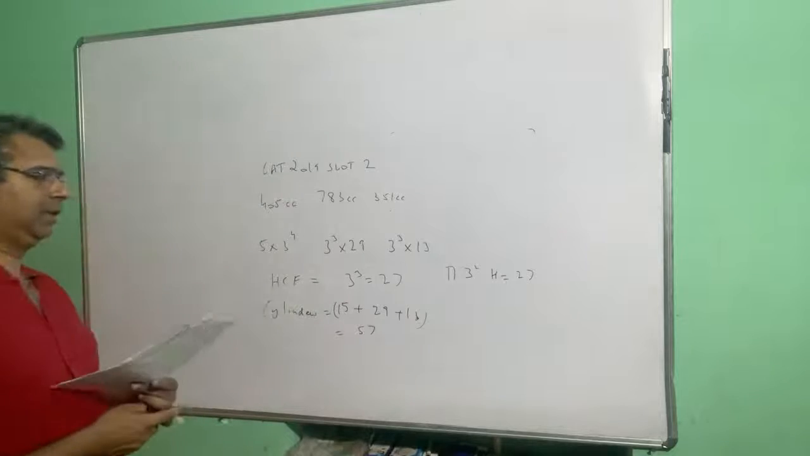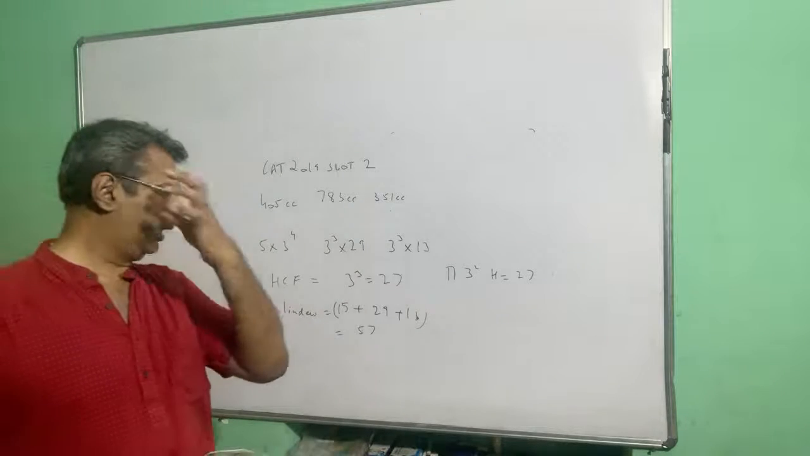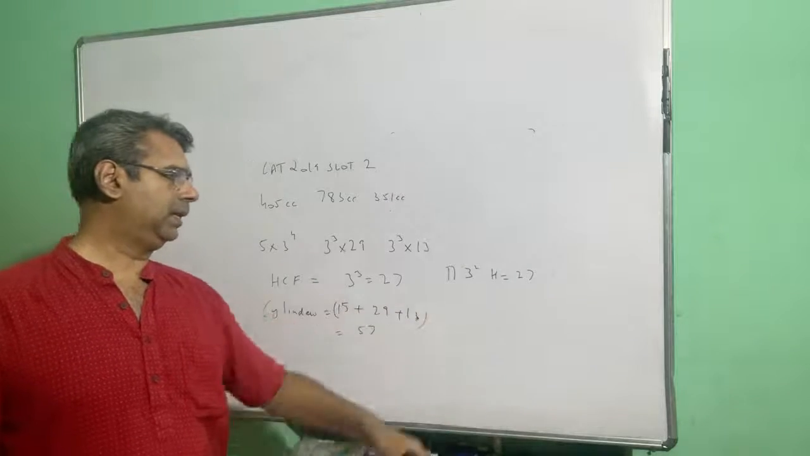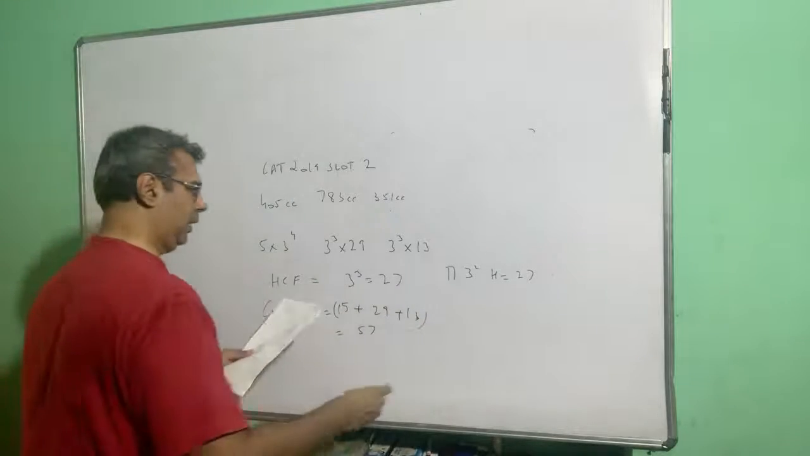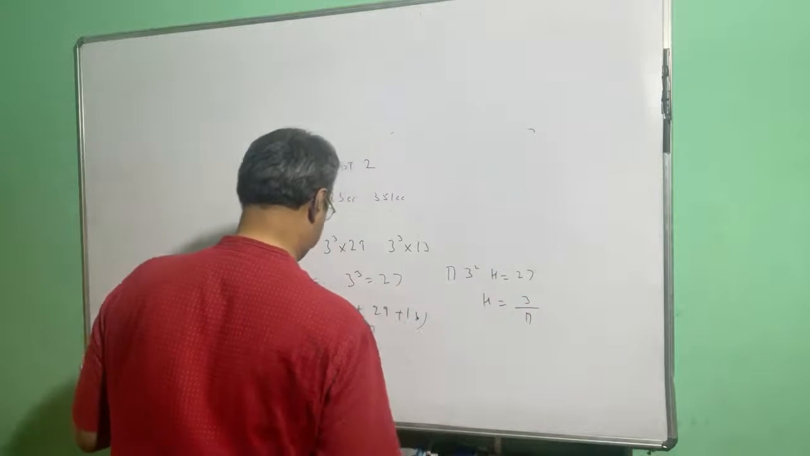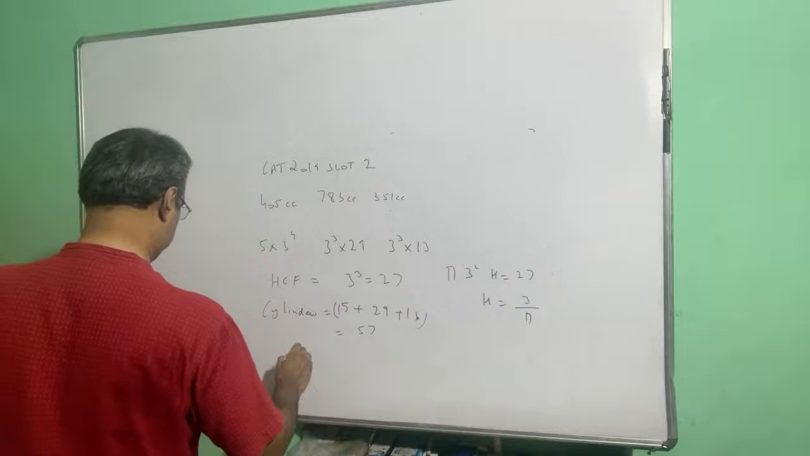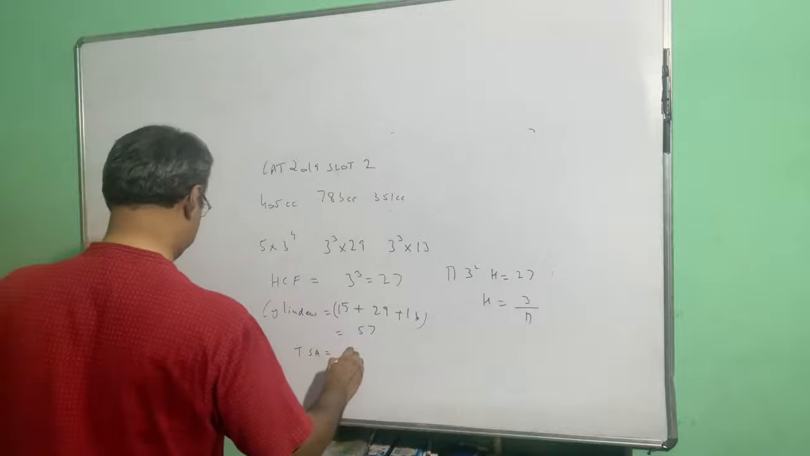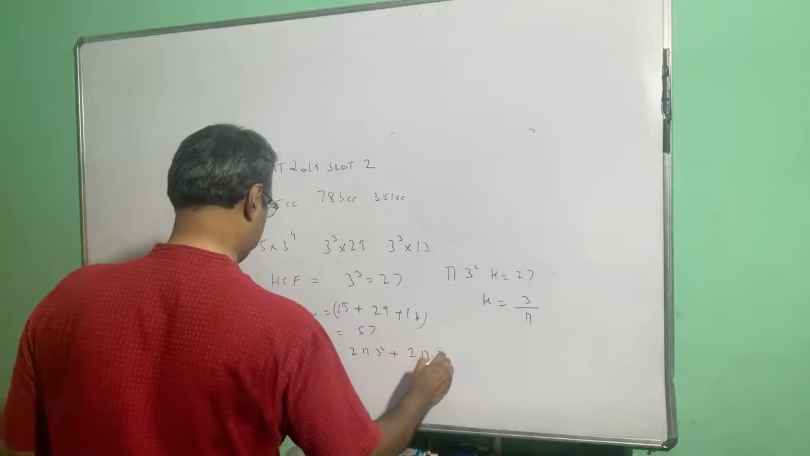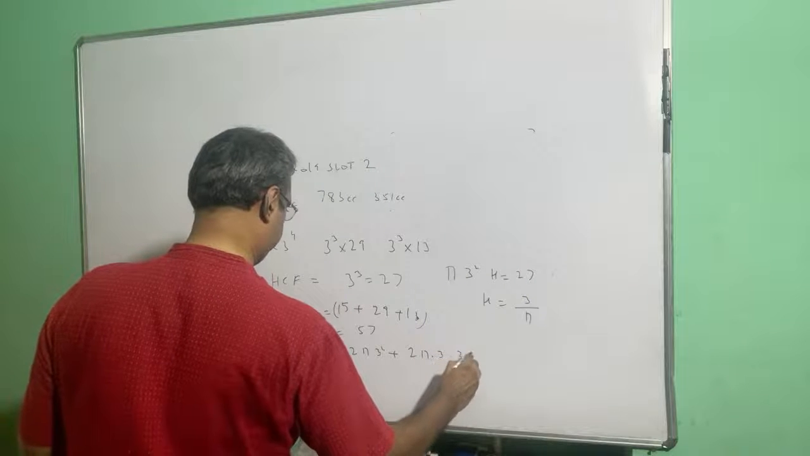There is another piece of information given in the question: all the cylinders have a radius of 3. So pi into 3 square into h is 27. So h will be 3 by pi. Therefore the total surface area of the cylinders will be 2 pi into 3 square plus 2 pi.